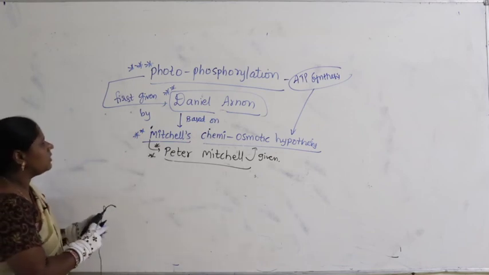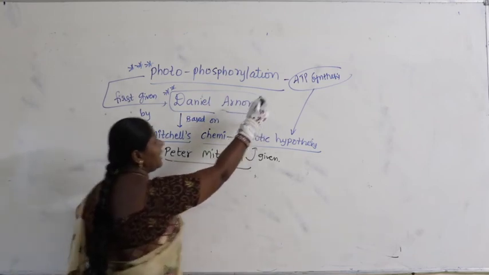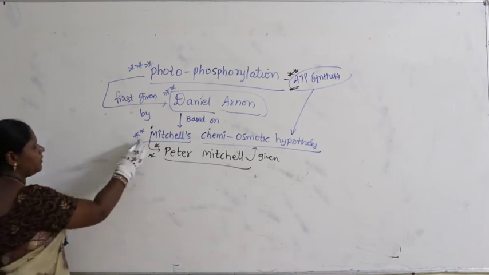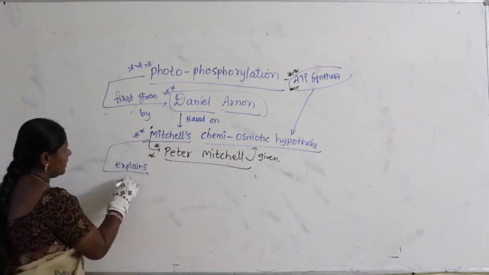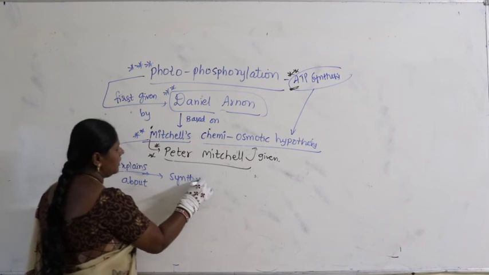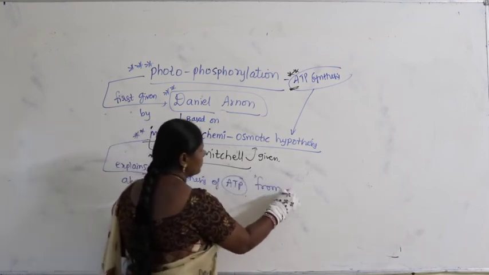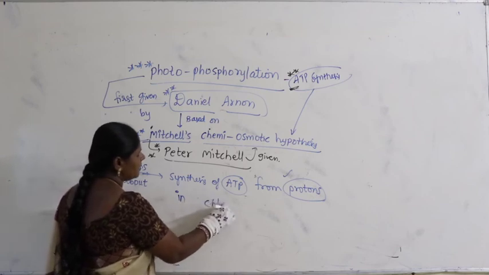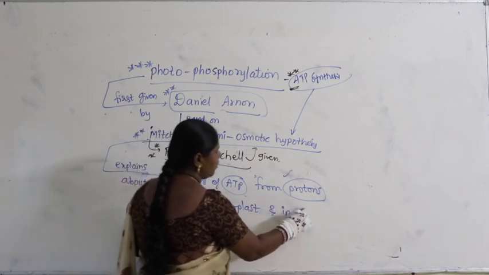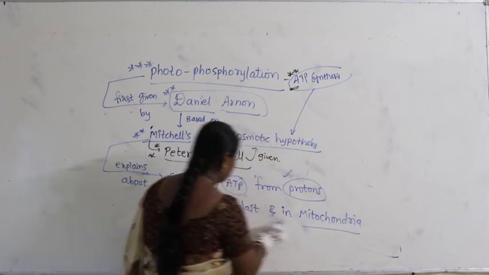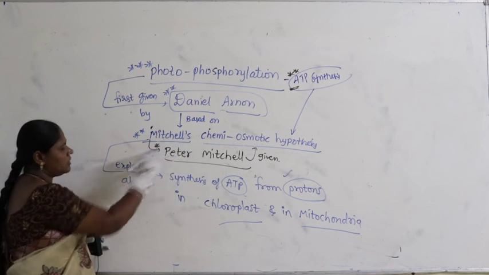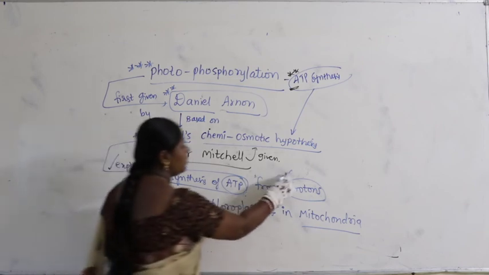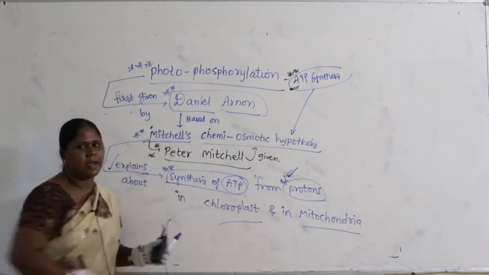Now, this chemiosmotic hypothesis explains the process of ATP synthesis. It explains the synthesis of ATP from protons. Better you write first chloroplast, and then mitochondria. So where is this applicable? Mitchell's chemiosmotic hypothesis explains how synthesis of ATP takes place from protons, and it occurs in chloroplast and in mitochondria.